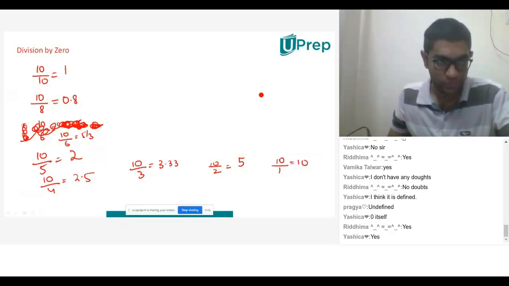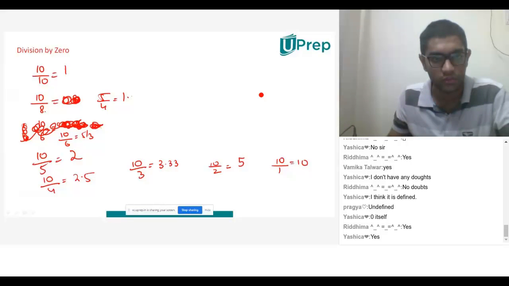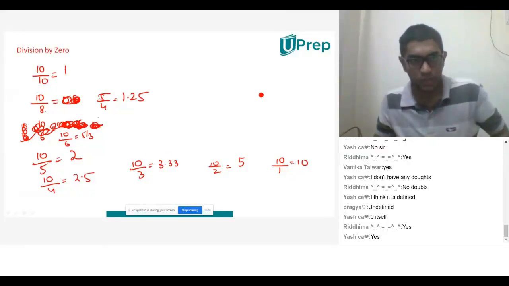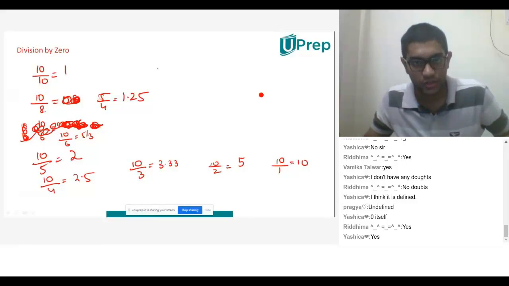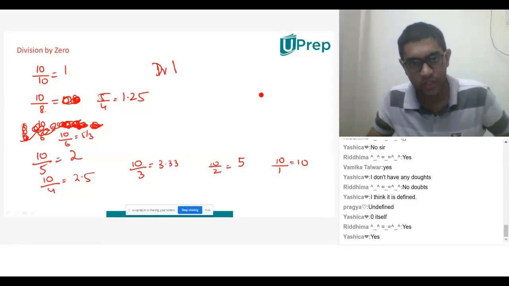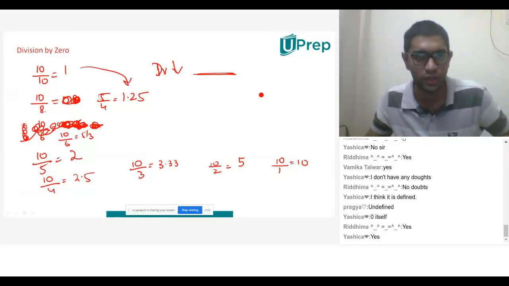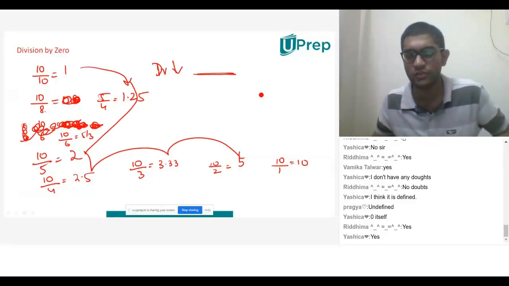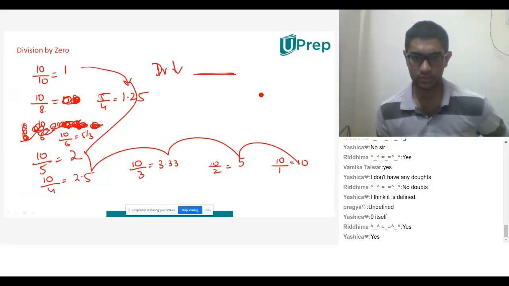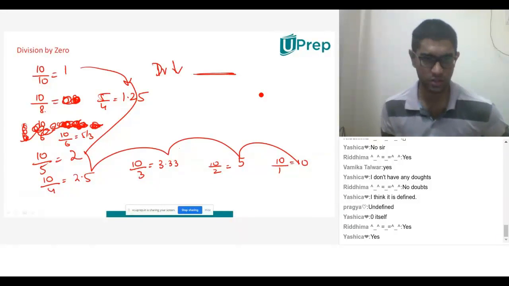So what do you observe? As the denominator is decreasing, what is happening? The decimal is increasing. Exactly. The value is increasing: 1, 1.25, 2, 2.5, 3.3, 5, 10. Correct? Is the observation clear?